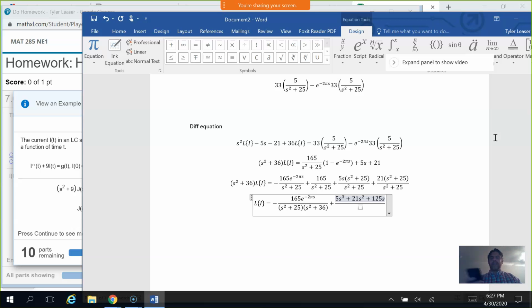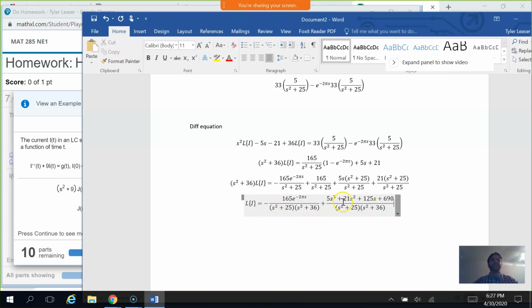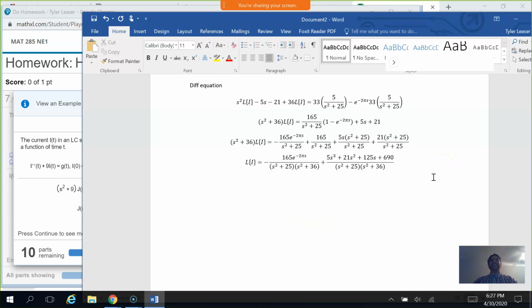I got 690. All right, and then that's still all divided by, combining all of those fractions together, we get the s squared plus 25, but we also divide by the s squared plus 36. Okay, great. So is everybody still with me with this? I hope. So you just distributed your numerators and then combined them, pretty much? Yes. Yeah.